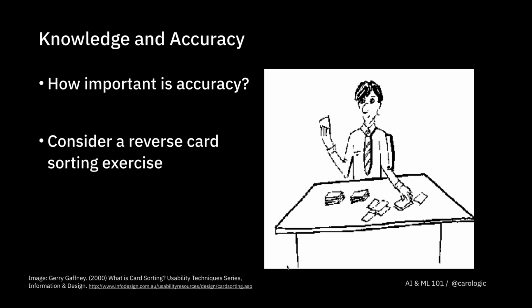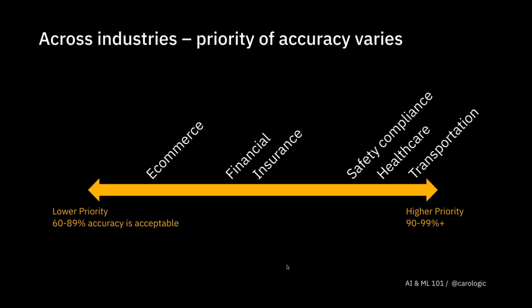If you needed 100% accuracy with your reverse card sort, then you would need to think about that with regard to how you train the AI. And this differs across industries. So for example, in e-commerce, that level of accuracy may not be so important. If you've got a lot of outliers in the clothing area, that may not be such a big deal.